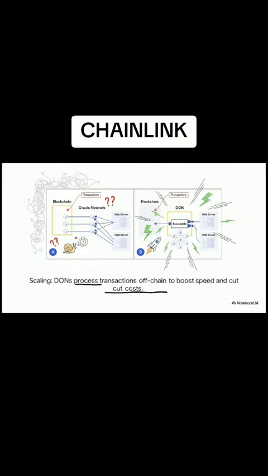But on the right, in B, the DON can process a huge batch of transactions off-chain and then just send a single summary back to the main chain. This boosts speed and slashes costs. It's almost like a built-in scaling solution for the whole blockchain.